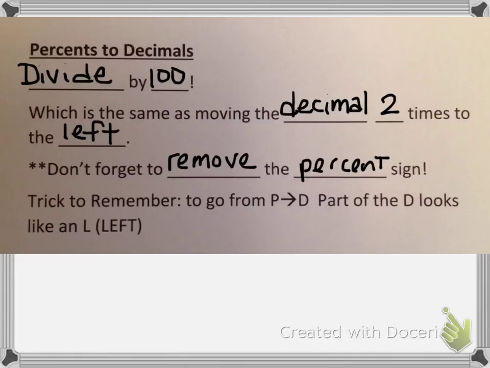Okay, so remember we're going to a decimal, so a decimal does not have a percent sign. The trick here, it's not as obvious, but to go from a percent to a decimal, that D, if you start, kind of looks like an L when you start the letter. So we're going to be going to the left this time, okay, to get to a decimal. So we'll see that in our examples on the next slide. So percents to decimals, we're dividing by 100 and moving the decimal 2 times to the left.